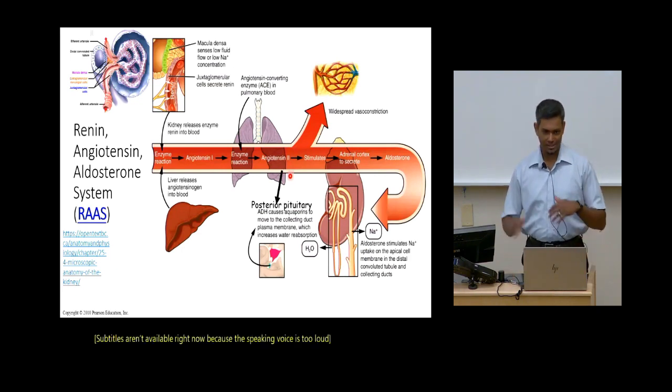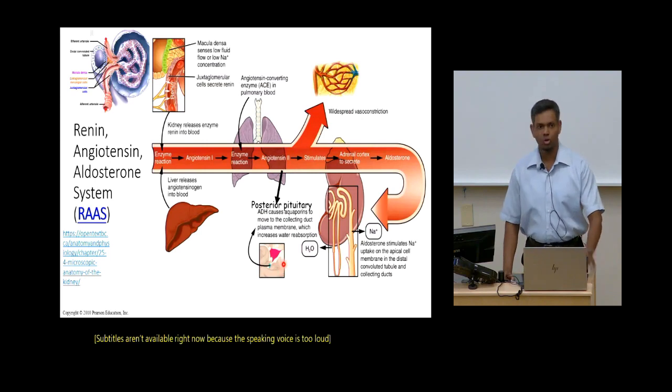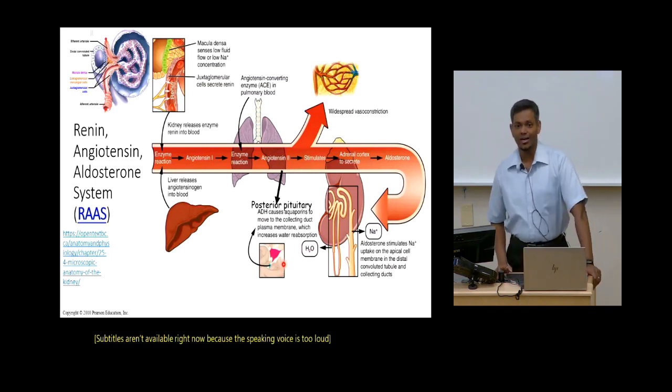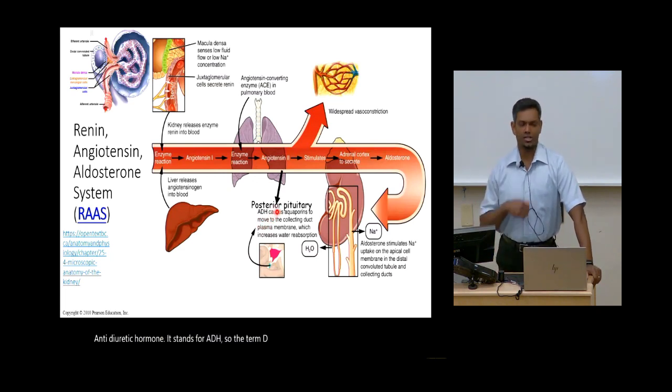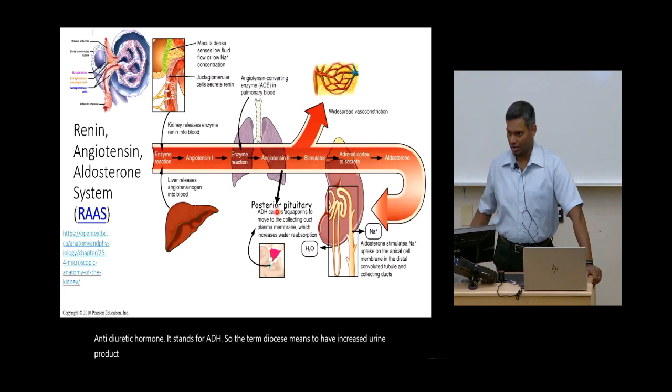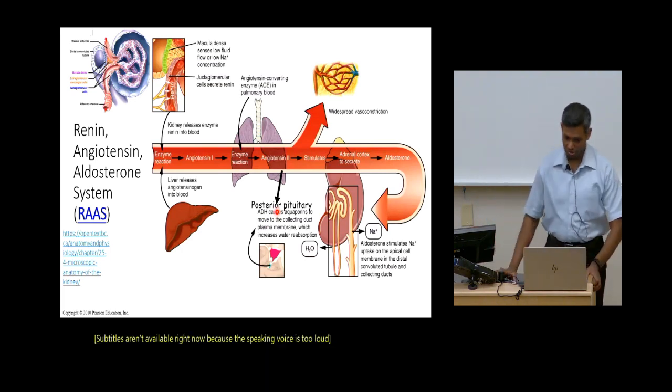Anterior lobe will release 6 different hormones. Lucky you didn't get to study all of that this semester, but we will revisit a couple of those in the reproductive system. But in the posterior lobe, there are 2 hormones released. One is oxytocin, which we will talk about in the reproductive system, and also an antidiuretic hormone, which stands for ADH. So the term diuresis means to have increased urine production. Antidiuretic hormone is going to have the opposite effect. It will decrease the urine production.